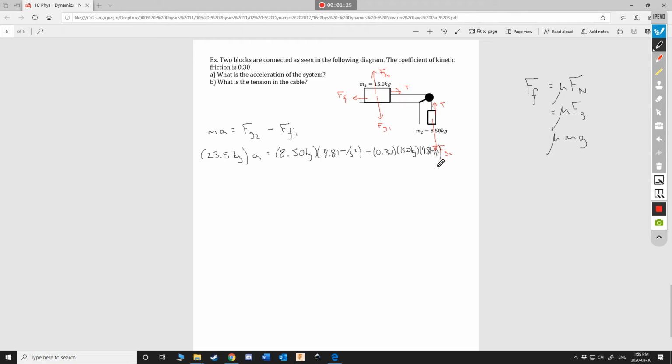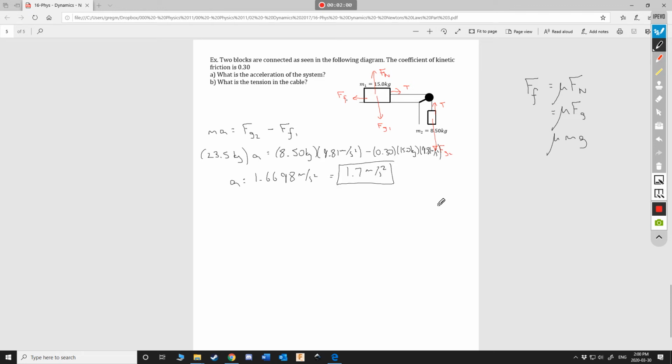Okay. And be careful with the mass. We're not doing the 23. Only that 15.0 kilogram mass is in contact with the ground. So you have 8.5 times 9.81. That's our driving force. It's being opposed by friction. 0.3 times 15 times 9.81. And it's accelerating that 23.5 kilogram mass. So that's 1.7 or 1.6698 meters per second squared. We'll round that to 1.7 meters per second squared. So that is our answer.